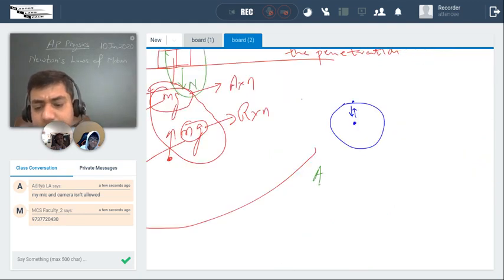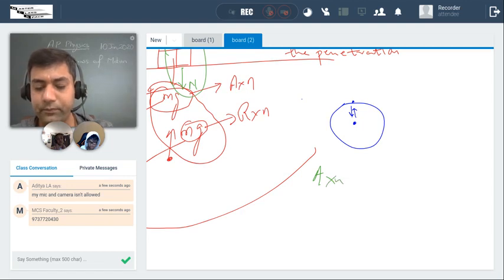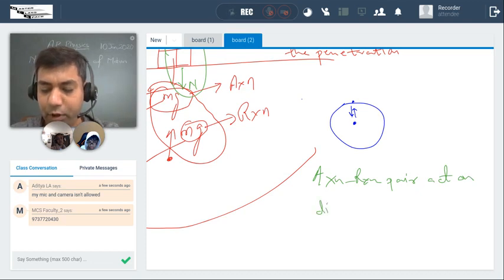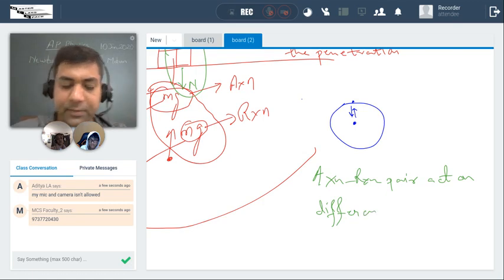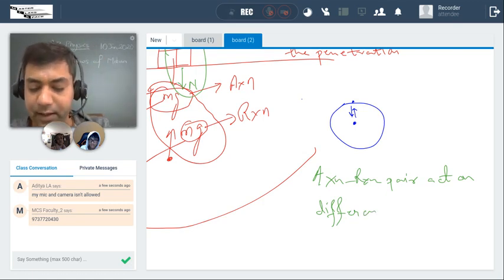I write it down for you once again. Don't worry about this one. Action-reaction pair act on different bodies, not on same body. N and Mg both are acting on the same body. So how can they be action-reaction pair? Understood?